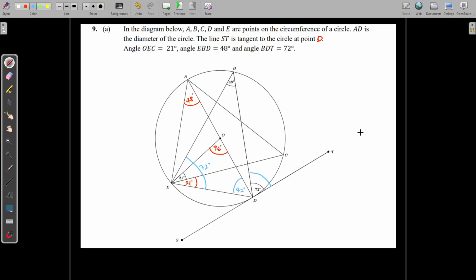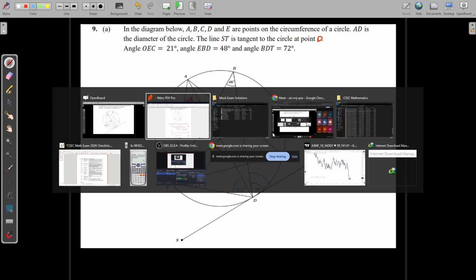So that question, it wasn't bad, you know. It's just that it had quite a lot of lines compared to what you would usually see in a regular question like this. Alright, so we've looked at 3 circle theorem questions.